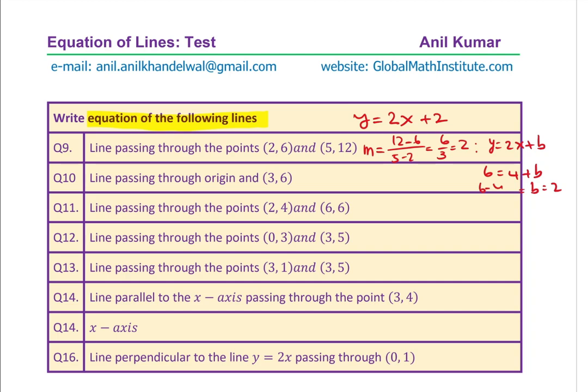You get the idea. Now, once you get this equation, it's a good idea to check also. So how will you check it? You can check using the second point, (5, 12). If I substitute 5 here, do I get 12? That is what it is. 2 times 5 is 10, 10 plus 2 is 12, and yes, you do. So that gives you the correct equation.